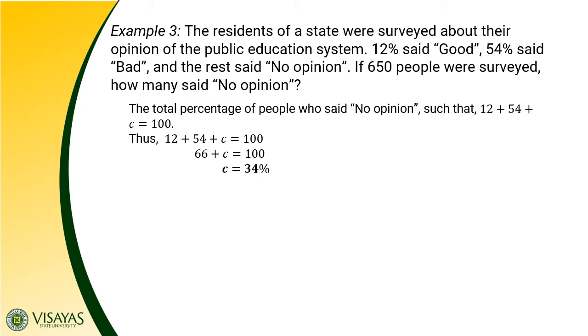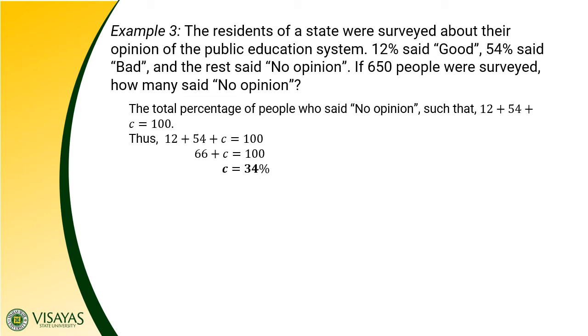Thus, 12% plus 54% plus C% is equal to 100%. Then simplify by combining like terms, that is 12 plus 54, that is 66 plus C is equal to 100. And to find the value of C, simplify the given equation, and by addition property of equality, add both sides by -66, and that is C is equal to 34%. Saan nakuha yung 34% again? That is 100 minus 66.